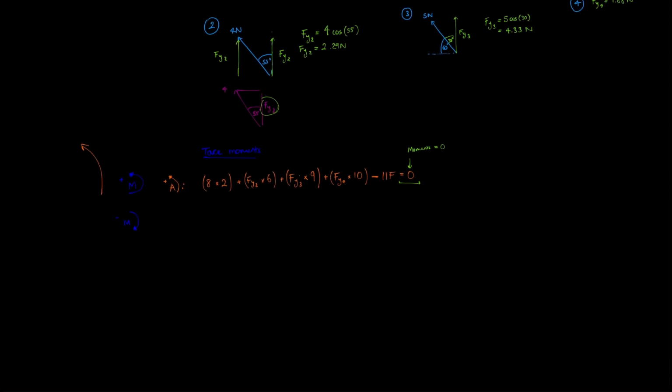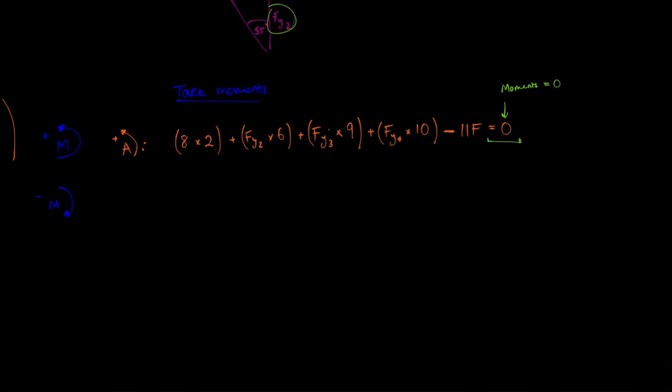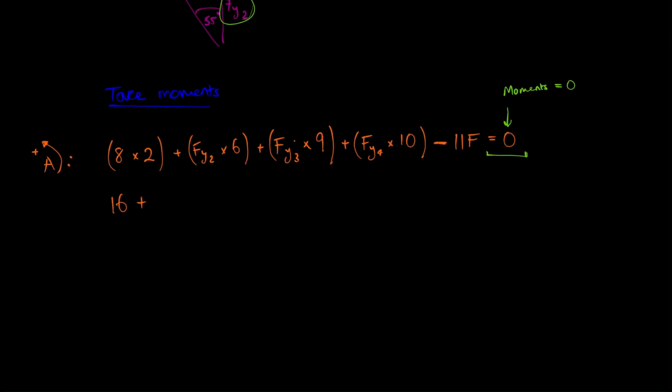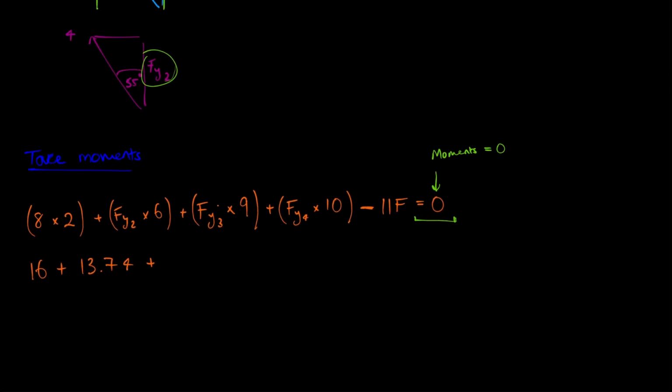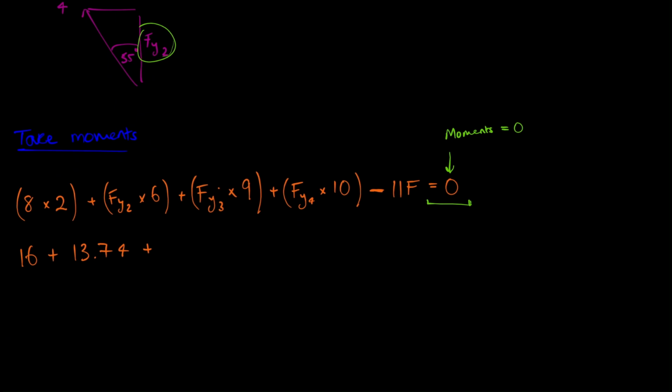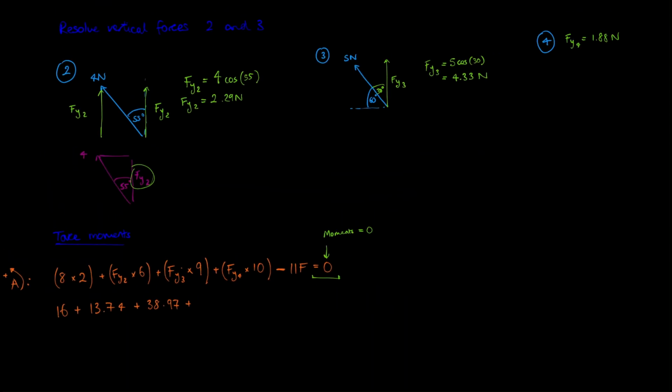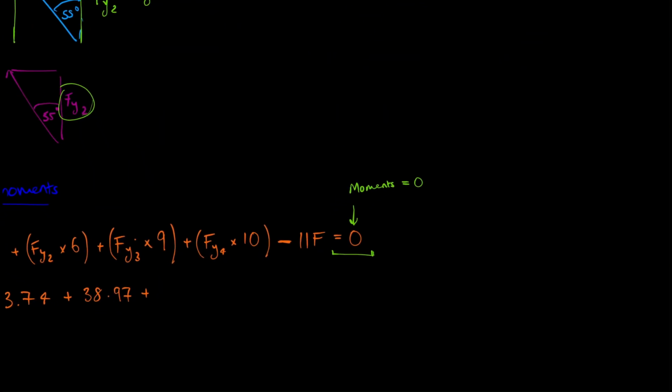Yup. So we can now say that's 16 plus Fy2, we said was 2.29. 2.29 times 6 is 13.74, plus Fy3, we said was 4.33, which times by 9 is 38.97, plus Fy4, we said was 1.88 times by 10, 18.8, minus 11F equals 0.